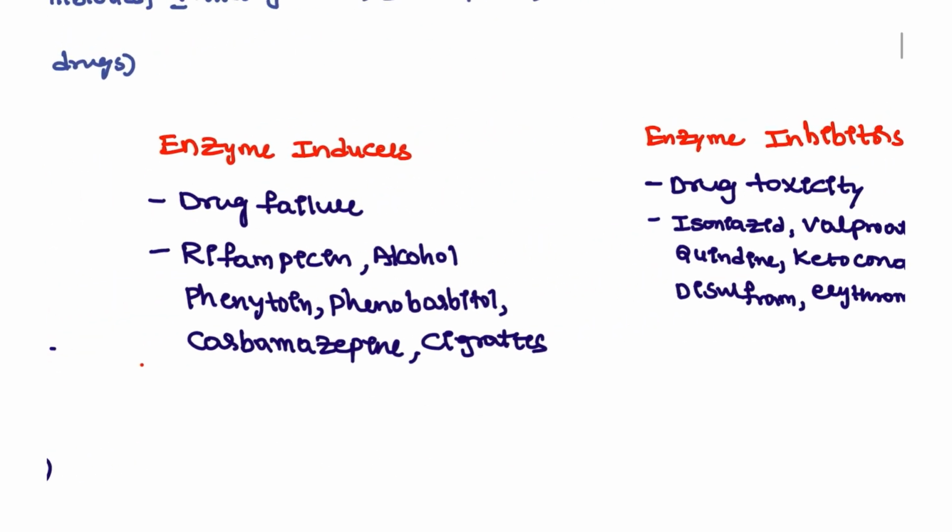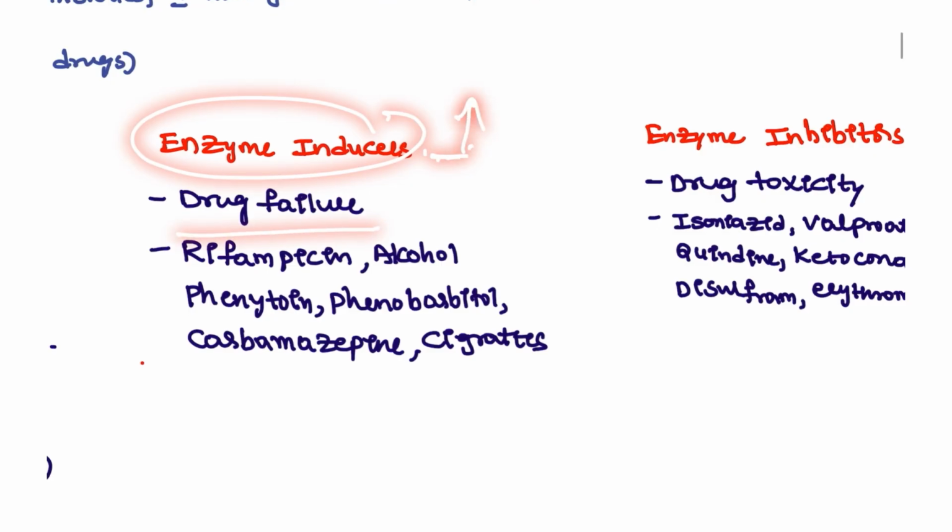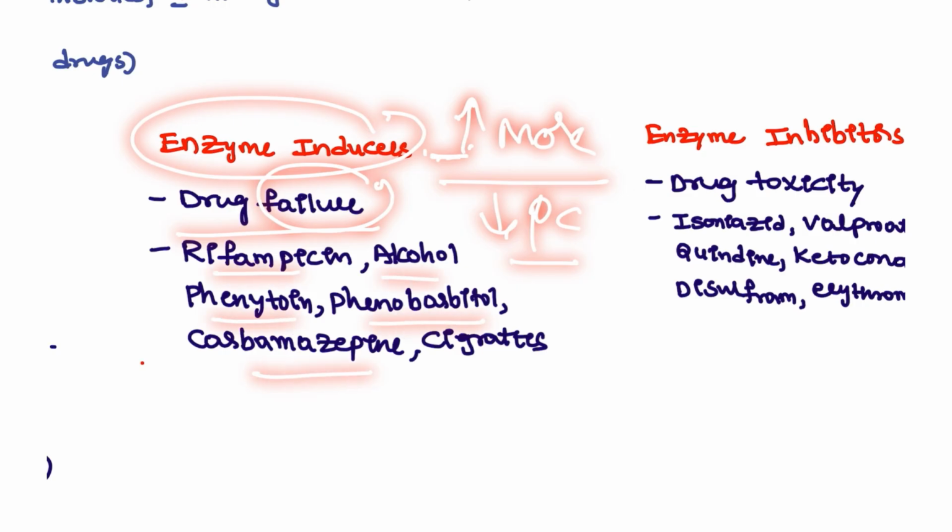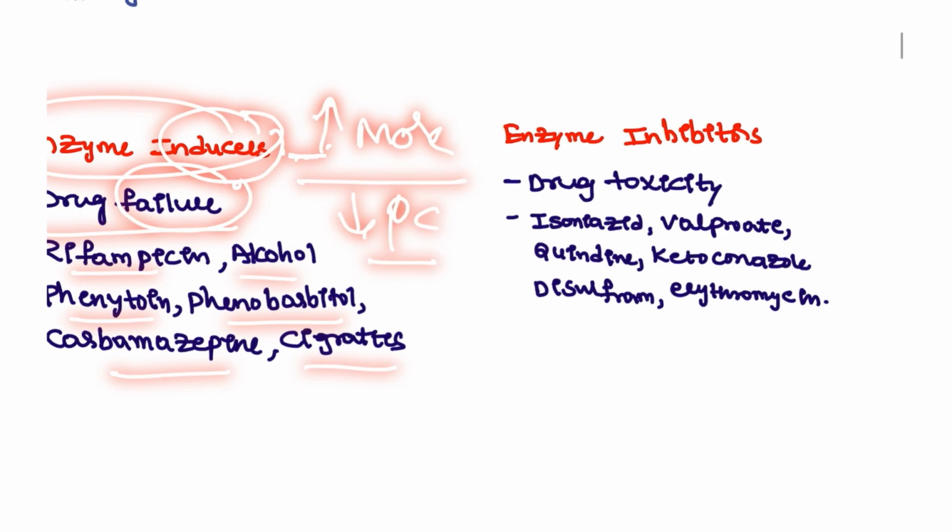And what are the enzyme inducers, guys? Enzyme inducers will cause drug failure. Why? Because the enzyme inducers will act more. So whatever drug we took, there is going to be a decreased plasma concentration, so that drug failure will be seen. Rifampicin, alcohol, phenytoin, phenobarbital, carbamazepine, cigarettes. These are some of the enzyme inducers.